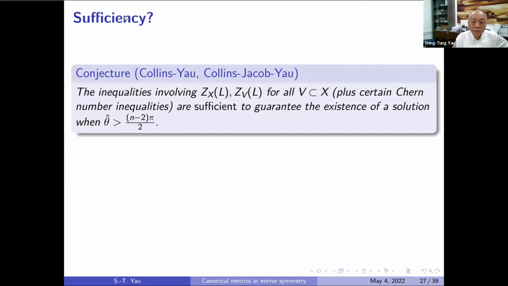So this inequality involving these two central charges for all subvarieties V is sufficient to guarantee the existence of a solution when theta hat is bigger than (n minus 2) pi over 2. That was the conjecture that we made. And this, I think, is a very interesting and important conjecture. We also have some Chern number inequality, which we mentioned.